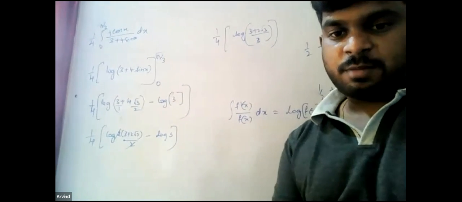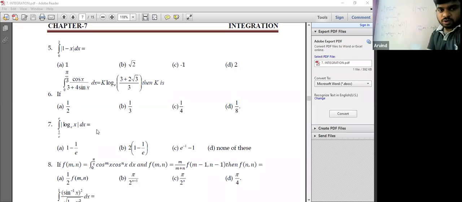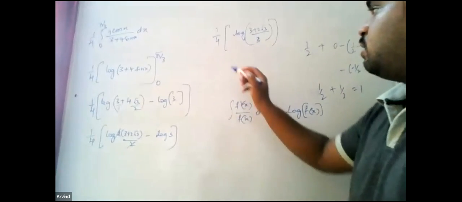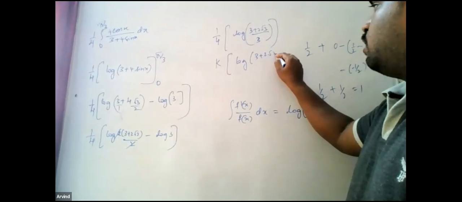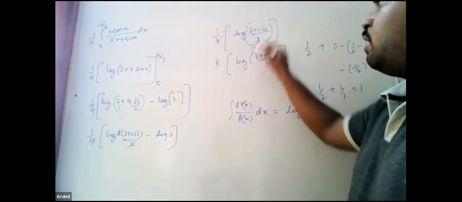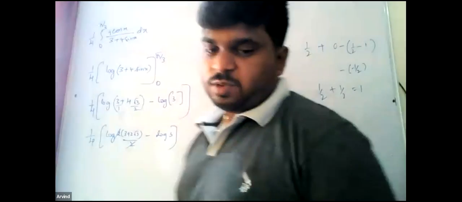So compare our question and answer. In the answer, what is there? k into log of 3 plus 2 root 3 by 3. We have got the same, right? So I'll just write what is given. In the question it was given like this. They said that if you integrate it, the answer comes like this. By comparing, what is the value of k? The value of k is 1/4.